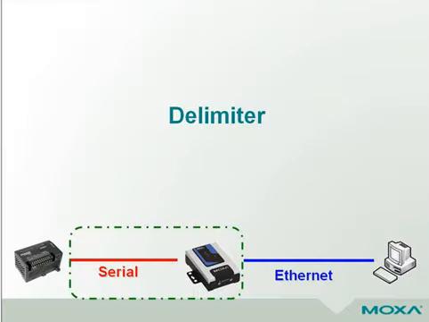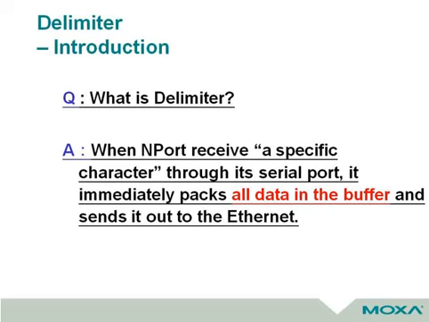In order to solve it, users can consider using the data packing function. Now, let's get started with delimiter. When serial data comes into NPort, NPort's firmware will pack it and then send it to the Ethernet side. Delimiter is a function with which NPort's firmware packs the serial data and sends it out to the Ethernet side. What is delimiter? Delimiter means that when NPort receives a specific character through its serial port, it immediately passes all the data in the buffer and sends it out to the Ethernet side.